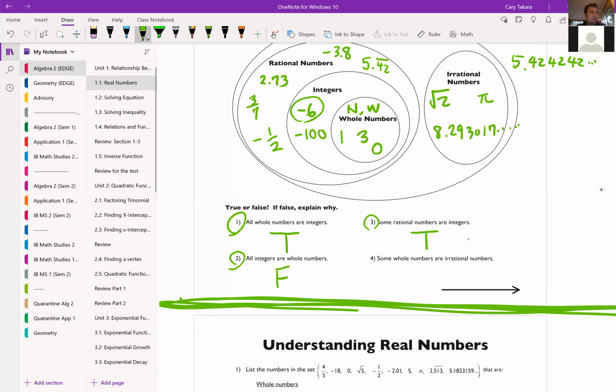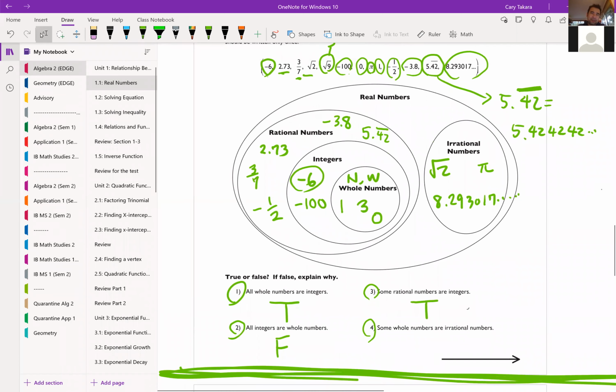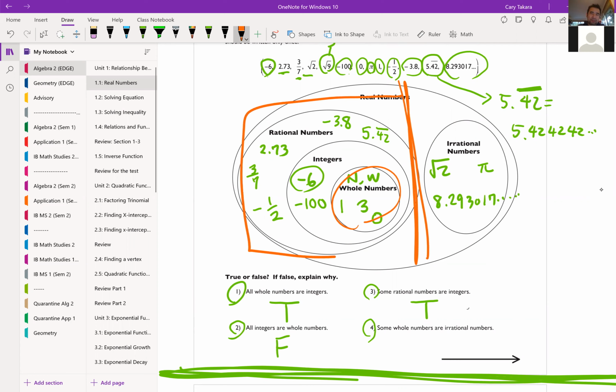How about number four? Some whole numbers are irrational. Can some whole number be irrational? No. The whole numbers belong in the rational number group. Okay? Whole numbers are rational.